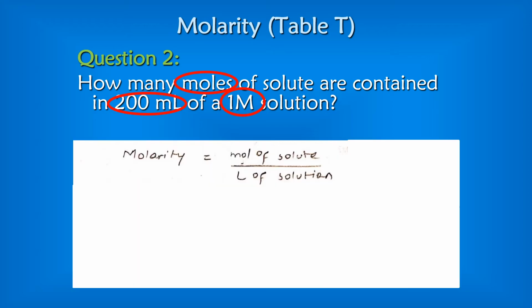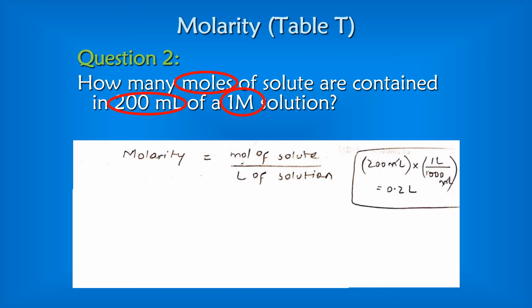So first things first, we'll write our equation, and then notice how our volume is given in milliliters. So let's fix that first. We'll convert those milliliters into liters. We'll take the 200 milliliters and multiply that by the conversion factor. We said 1 liter has 1000 milliliters. Remember, we want our answer in liters, so we'll put 1 liter at the top and 1000 milliliters at the bottom. The milliliters cancel out. You do your math, 200 divided by 1000, we get 0.2 liters. So now we can go ahead and plug in the numbers in our equation.